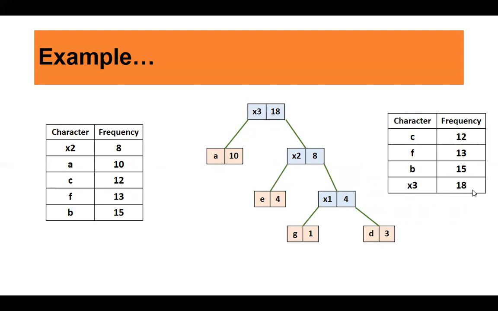X3 is added at the end because its frequency is 18, which is highest. Now for the next step, this will be the input. This table will be the input for the next step.